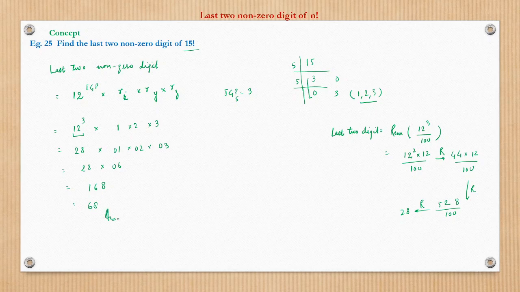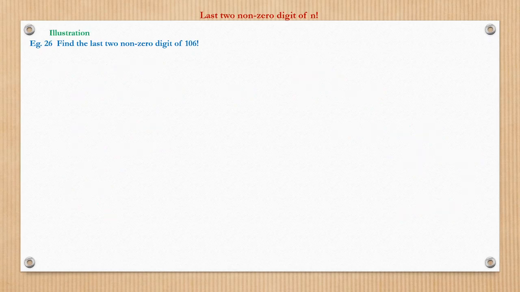We'll see this concept with one more example and then we'll close this session. So again it is 106. We will divide by 5. It gives 21 with 1 as remainder. 5 times 21 is 105, so what remains as remainder is 1, since the number is 106.